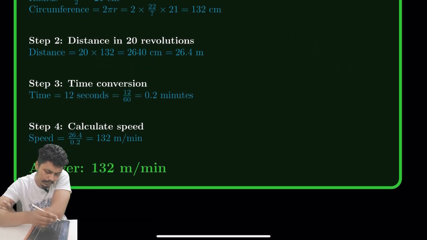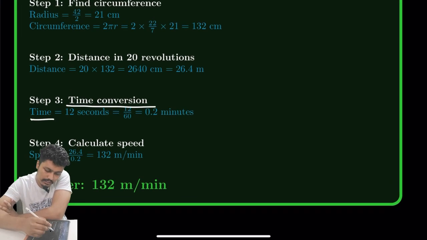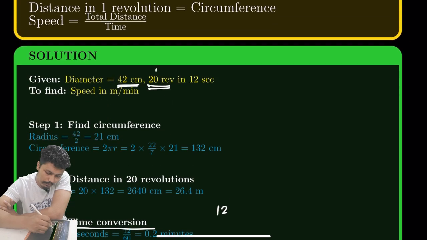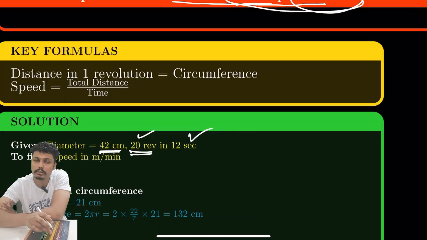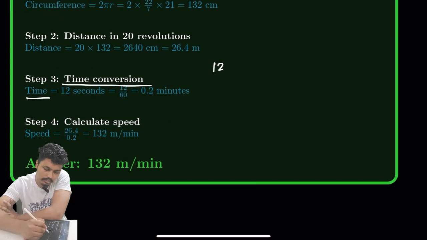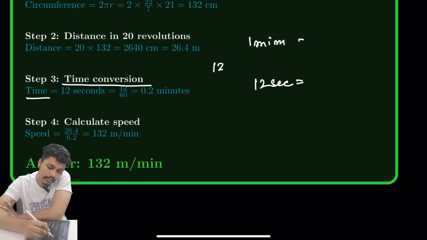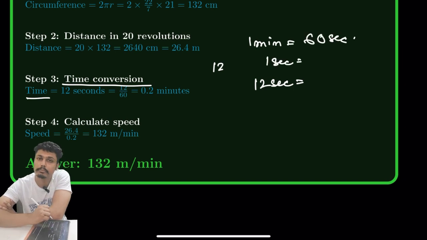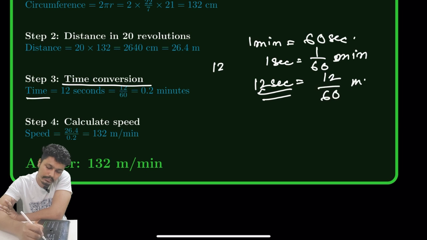Let's go next: time conversion. What is the time given? It is 12 seconds, right? The time taken for 20 revolutions is 12 seconds. But the question is asking us to find the speed in meter per minute, so I have to convert this second into minute. So 12 seconds is how many minutes? In 1 minute there are 60 seconds. So 1 second will be 1 by 60 minutes. So 12 seconds will be 12 divided by 60 minutes.